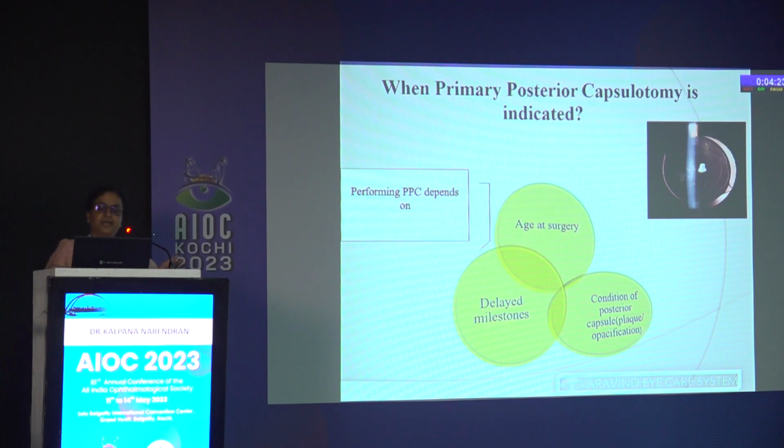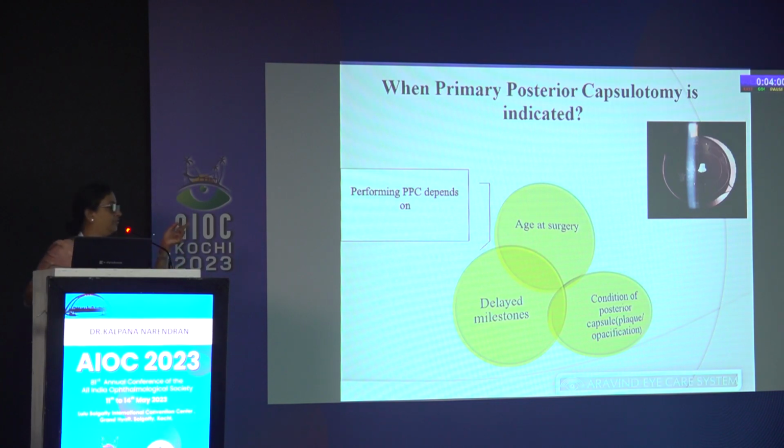Then the primary posterior capsulotomy is indicated, like I said, above the age of 8-9 years. You just do the rexis, don't do a vitrectomy, or you can just leave the capsule intact. And children with delayed milestones who may not cooperate later for YAG capsulotomy will be ideal candidates to do a PPC even if they are older children. And also if there is a plaque in the posterior capsule, then it is better.